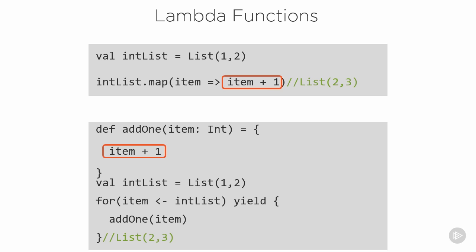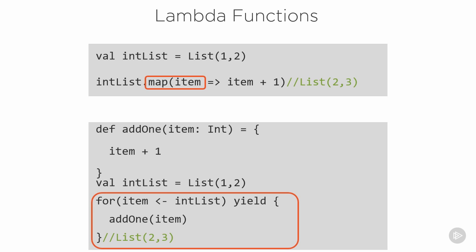How it's actually used depends on the method that accepts it as a parameter. In our case, map simply iterates through the list and applies the Lambda, placing each Lambda's execution result in a new list to be returned at the end of the iteration. Just as we had manually iterated through the list and called our named function against each item.